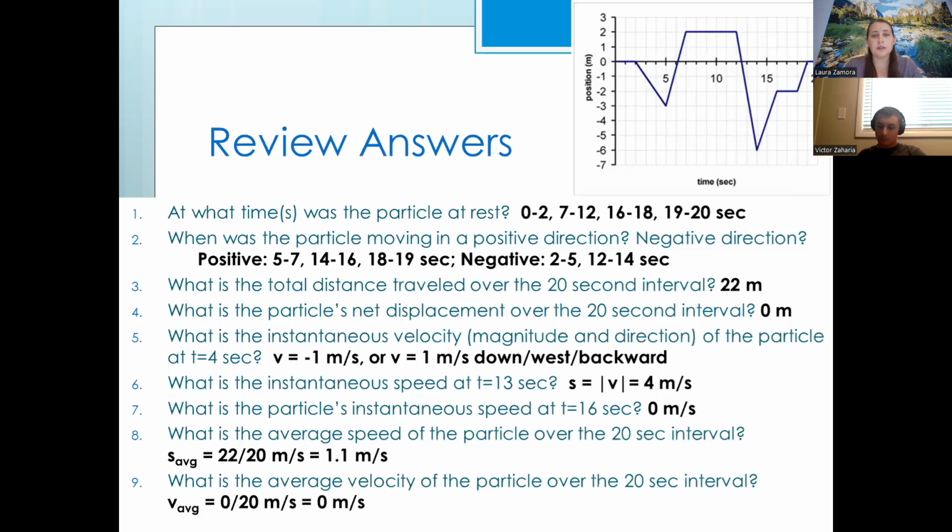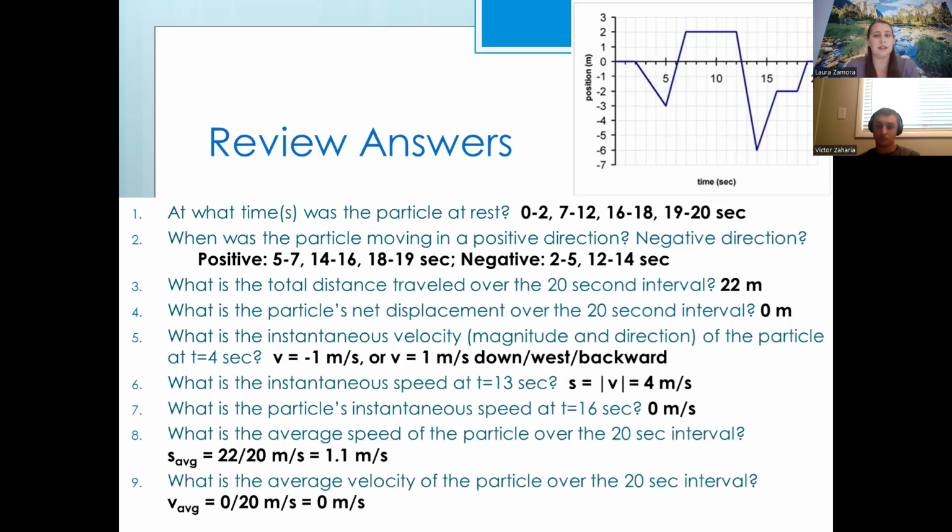Number 3, what is the total distance traveled over that 20-second interval? If we add up all of those position changes, regardless of whether they're positive or negative, just thinking about how much that position changed in total, that would be 22 meters. Now, question 4, what was its net displacement over the 20-second interval? Here, remember, displacement is a vector, so we're just concerned with where it starts versus where it ends up. And so that would be 0 meters. It's starting at a position of 0, it's ending at a position of 0, the displacement is 0, even though it traveled a total distance of 22 meters.